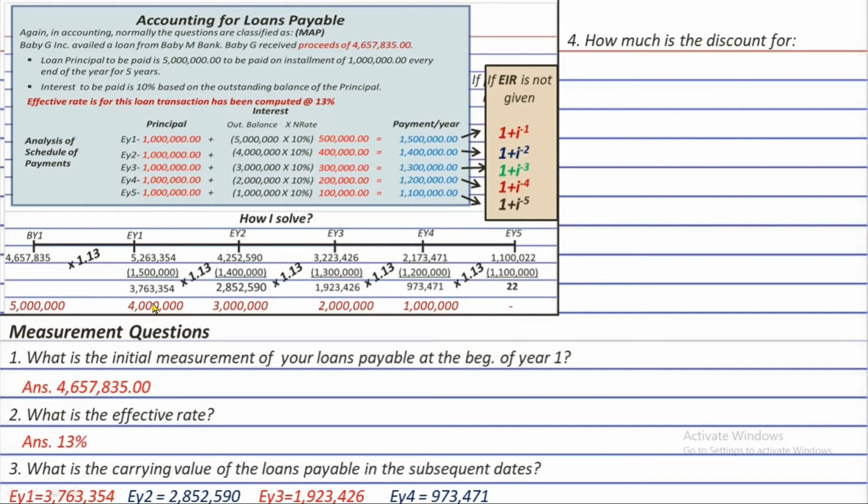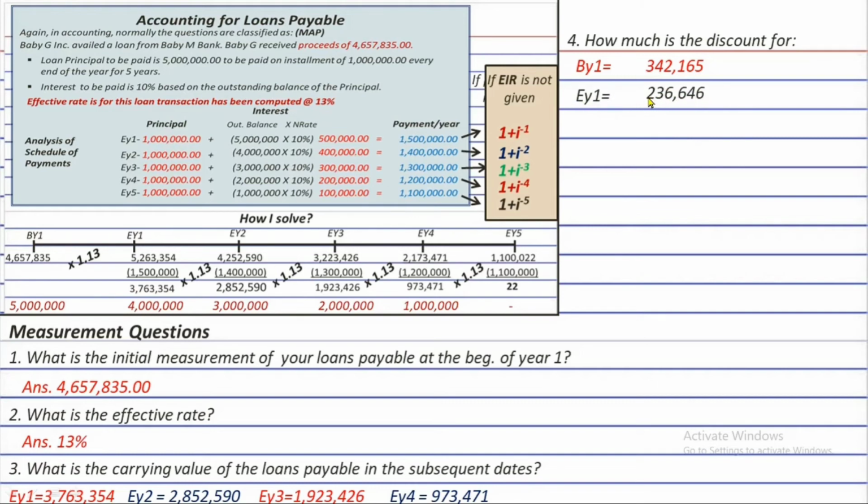Since these, let's call them the undiscounted principal amounts, are greater than the carrying amounts, we are going to call the differences discounts. So, at the beginning of year 1, the discount is 342,165, which is again the difference of this 5 million and our initial value of 4,657,835. And at the end of year 1, the discount became smaller.